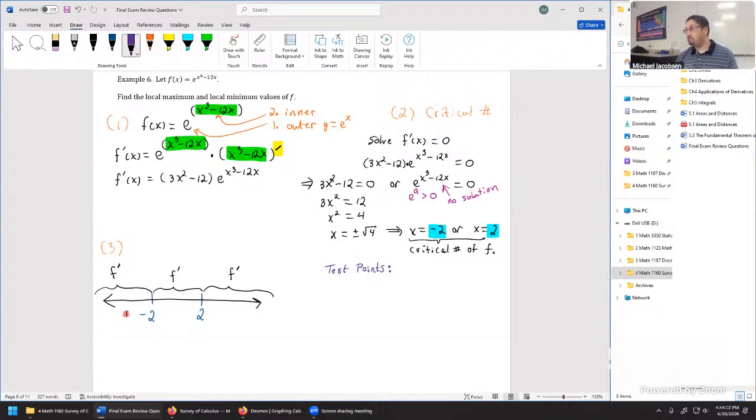Okay, as far as test points go, we just pick the most convenient value you can think of in any one of these 3 different regions. For this one, probably -3 is what's going to work out the best. If you say x is -3, what you're doing with that -3 is you're going up to the derivative here. So plug -3 inside, f prime at -3 is kind of a lot of stuff. Let's write this out. 3 times -3 squared minus 12 e to the power of -3 cubed minus 12 times -3.